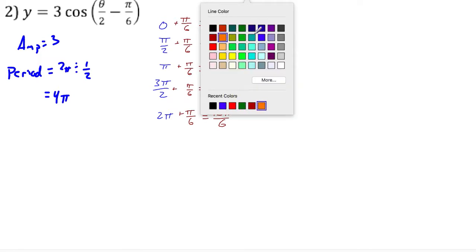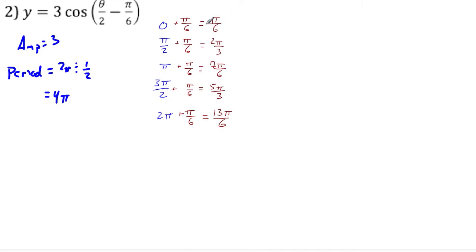Next up, if I'm dividing theta by 2, I want to multiply by 2 over 1. I'm going to do the inverse. And so here, this is going to be 2 pi over 6, or pi over 3. This is going to give me 4 pi over 3, this 7 pi over 3, this 10 pi over 3, and this will give me 13 pi over 3. So these are my new values on the x-axis.